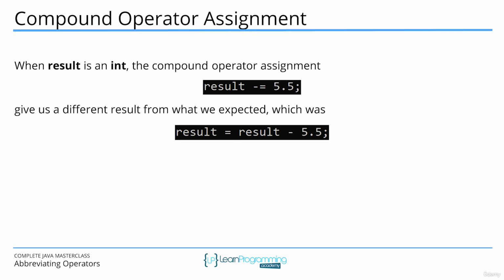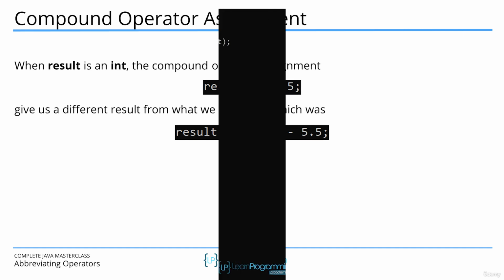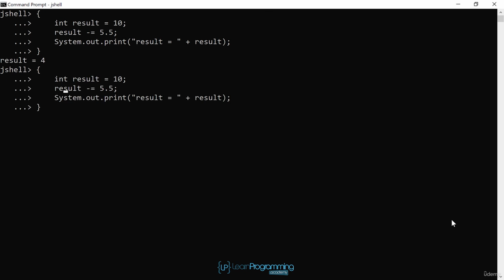Let's examine what I've just said in code in JShell so you have a better understanding. Let's hit the up arrow to get into edit mode for this group of statements, then we'll change that second line to what is generally assumed to be its replacement, result equals result minus 5.5. Result equals result minus 5.5 semicolon.